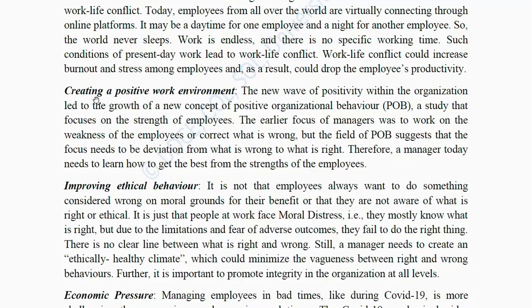The new wave of positivity within the organization led to the growth of a new concept of positive organizational behavior, a study that focuses on the strength of employees. The earlier focus of managers was to work on the weaknesses of the employees or correct what is wrong. But the field of POB suggests that the focus needs to be deviated from what is wrong to what is right. Therefore, a manager today needs to learn how to get the best from the strengths of the employees.